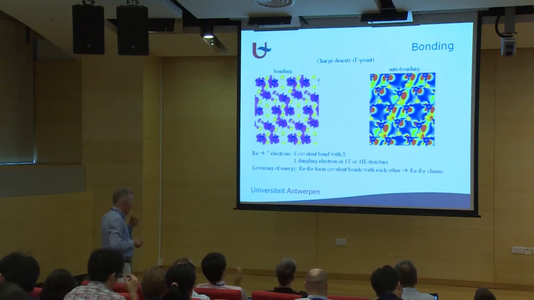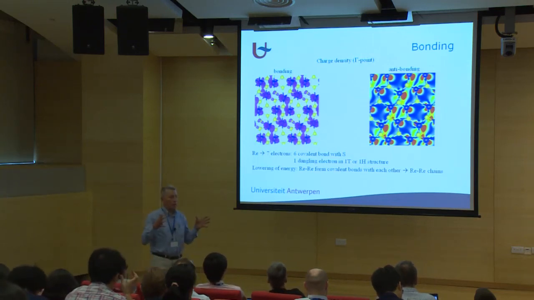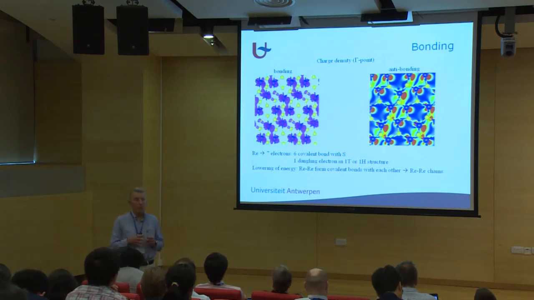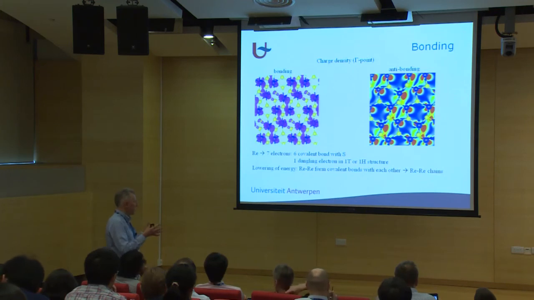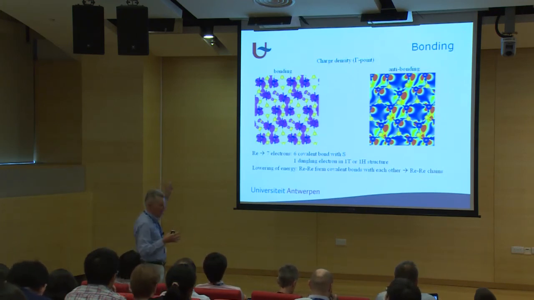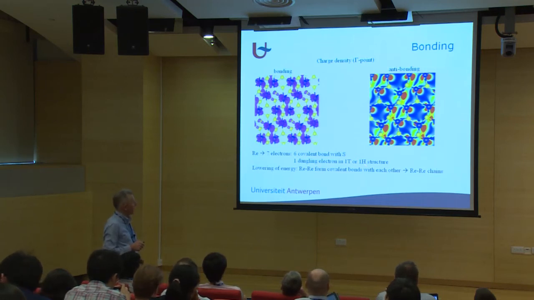Now, rhenium has 7 electrons, and 6 of them participate in a covalent bond with the sulfur. So that means if you force the system into a 1T or a 1H structure, you have this one dangling bond there, and that is energetically unfavorable. So what happens is that this dangling bond turns to the other rhenium atom, and they form a covalent bond with each other, and that results in the rhenium-rhenium chains.